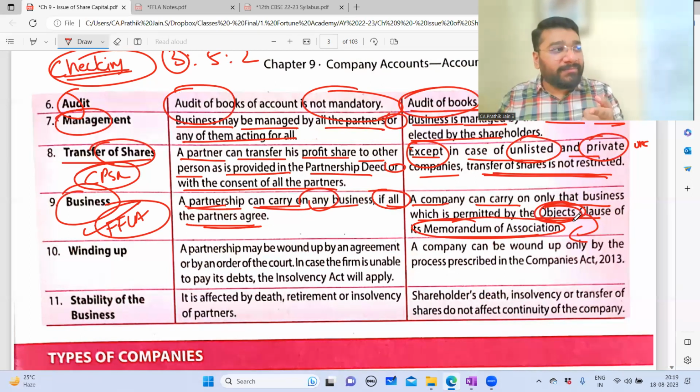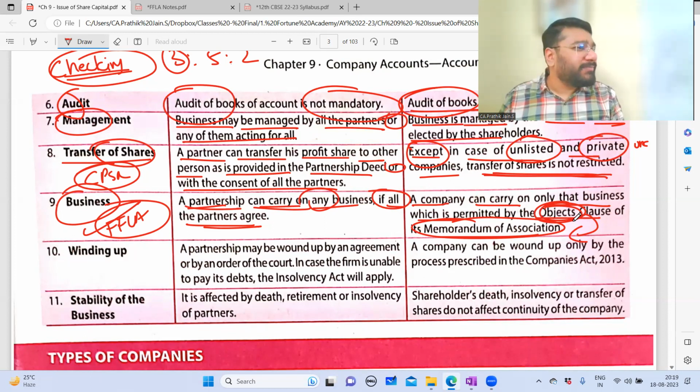Little complicated. In partnership, no complexity. If I'm going to start a snack business, next second I can start. But in companies, what happens? You have to follow some extra procedure to ensure that you can do whatever you feel like doing. Yes, boss. Are you planning to start snack?